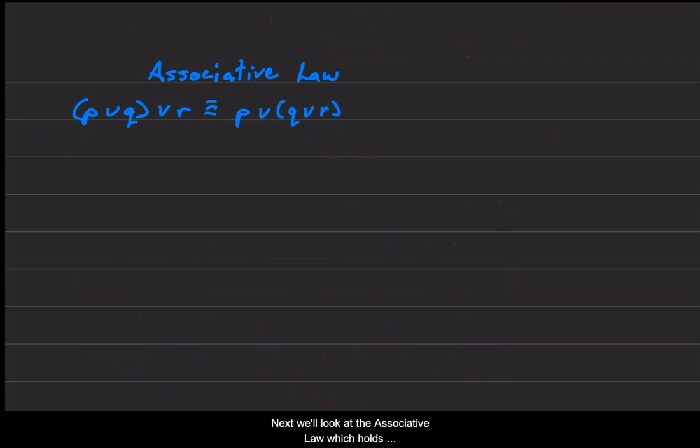Next, we'll look at the associative law, which holds true for disjunctions and conjunctions. In this example, we'll look at the associative law for disjunctions. So we have quantity P or Q and quantity or R is logically equivalent to P or quantity Q or R. And to do this, we'll look at a truth table. And unfortunately, this is going to be a long truth table because we have three variables.